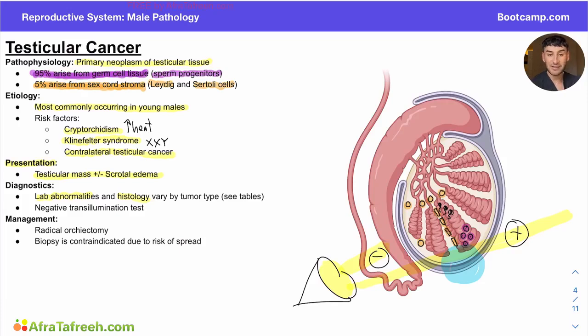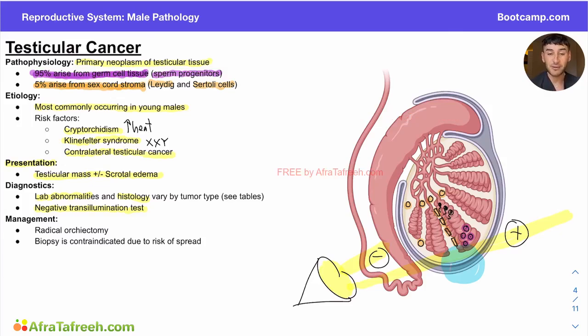These are going to vary by the type of tumor that we're dealing with, and we will cover these more in the table coming up on the next few slides, so stay tuned for that. And then we talked about our negative transillumination test already. So let's move on to talk a little bit about our management here. Management of testicular tumors is going to be radical orchiectomy, which is a really fancy word for complete removal of the testicle using surgery.